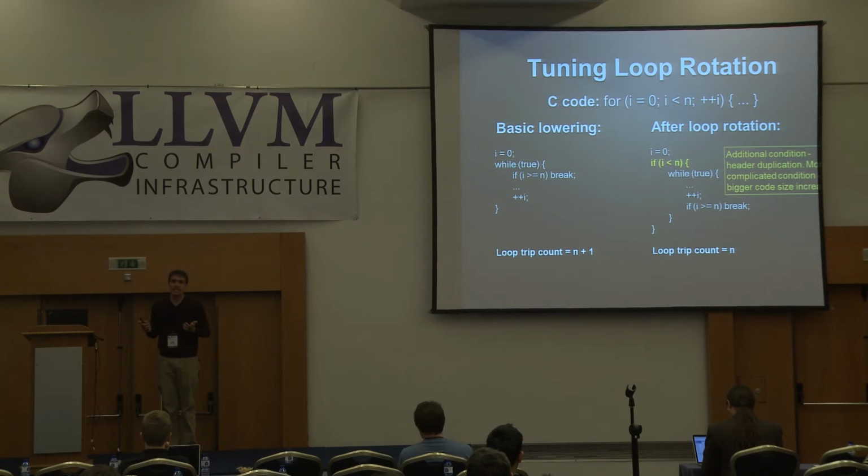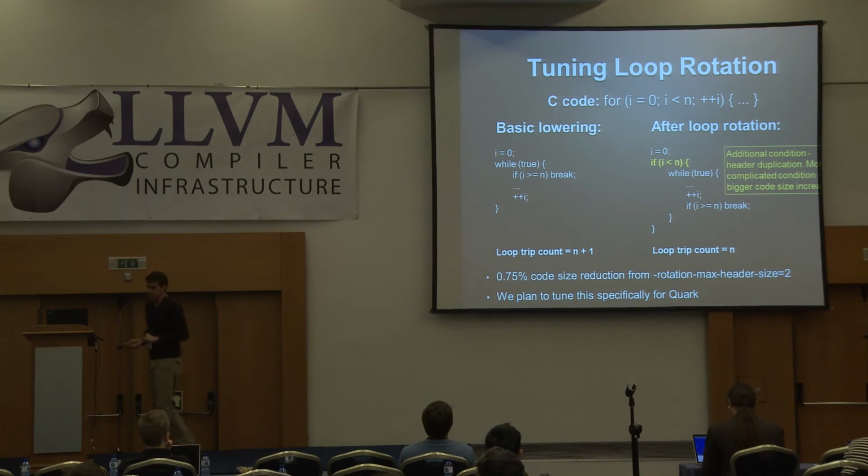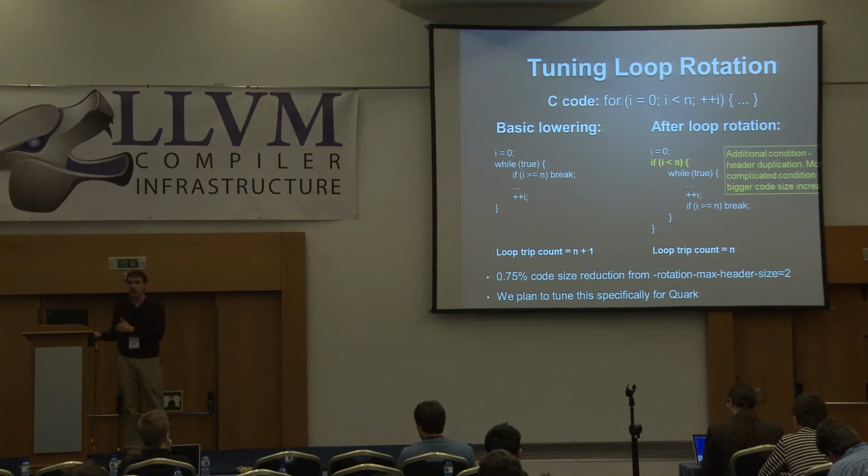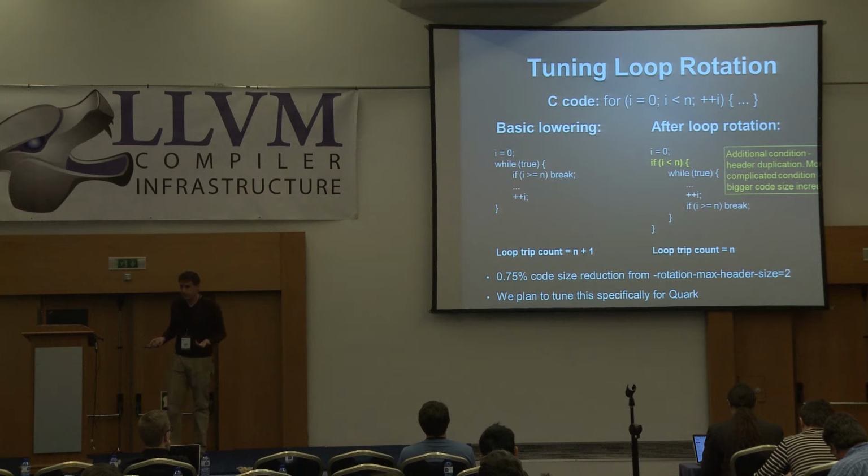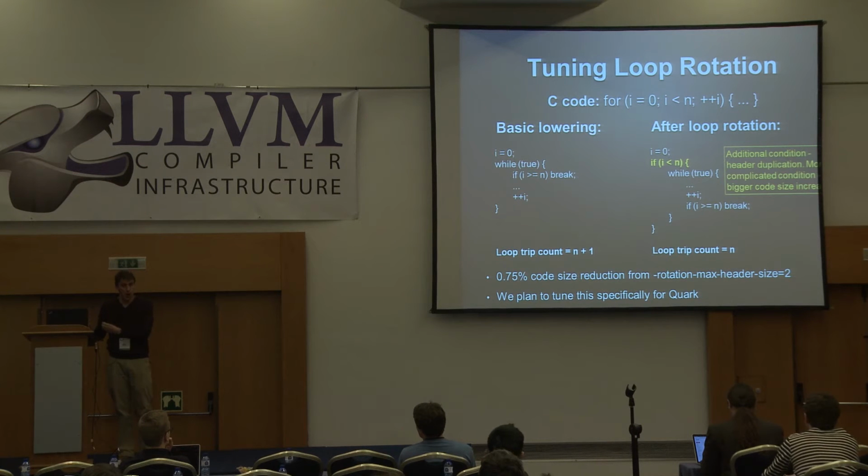Well, it turns out that there's an existing threshold in LLVM that will basically set your tolerance for how much code duplication you're willing to do and still do this optimization. And we found that by tweaking that threshold, we could get a good code size savings. Specifically, if we set the threshold to 2, which is basically what you set it to in order to catch very simple loop structures like the one on this slide, but virtually nothing more complicated, you get a code size savings of 0.75%. And we found this to be a good code size performance trade-off, specifically for Quark.